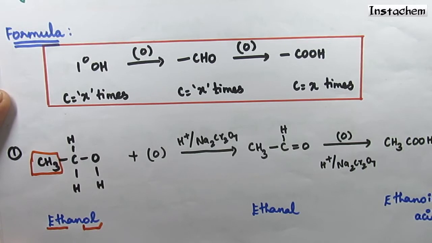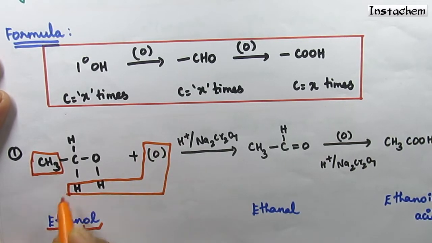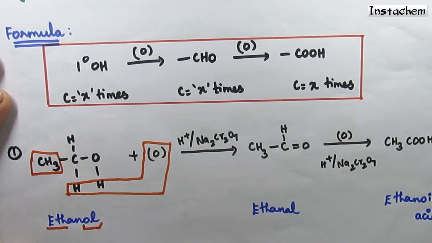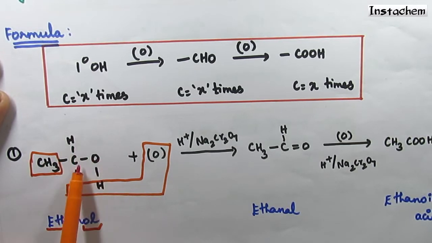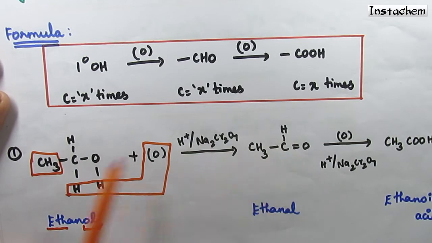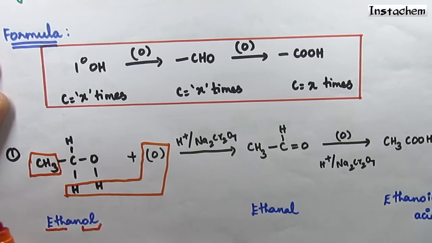So during this oxidation, I am going to remove these two hydrogens and one oxygen. We will get water, so water is eliminated. Remaining, we have CH3CHO. In between carbon and oxygen, we have to introduce a double bond. It is a very easy trick. Don't worry about the mechanism, that is entirely different.